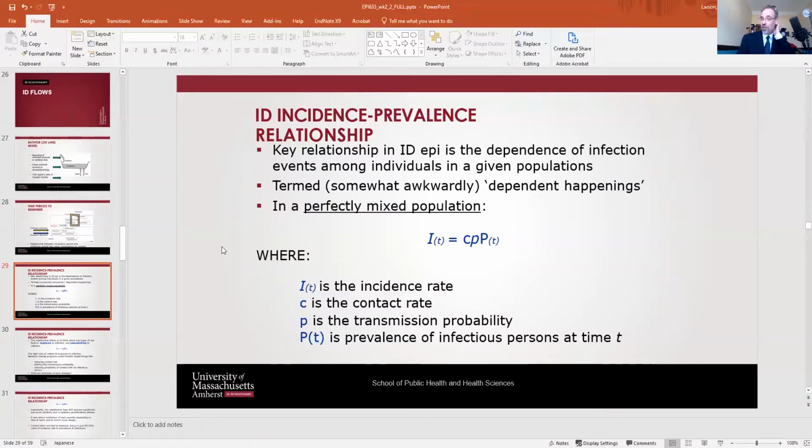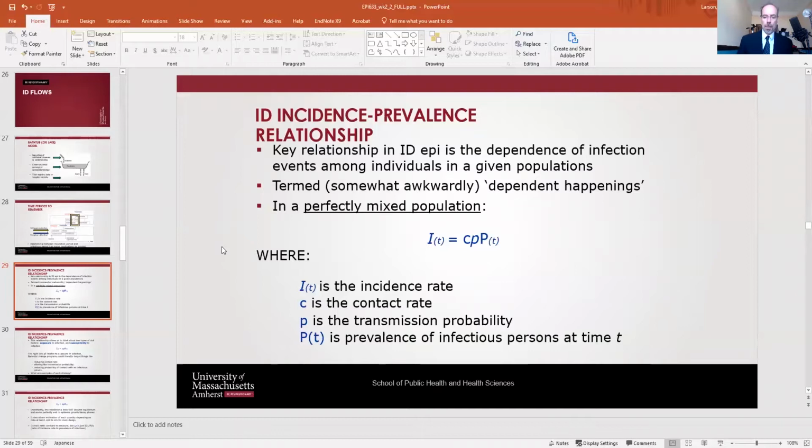Incidence and prevalence are related to one another. More prevalent cases means higher incidence of disease. Fewer prevalent cases means lower incidence of disease. The contact rate between all those cases makes a difference too, and of course, the probability of transmission makes a difference too. So the point to take home from this slide is that the number of infecteds at any particular time is dependent on these three factors.